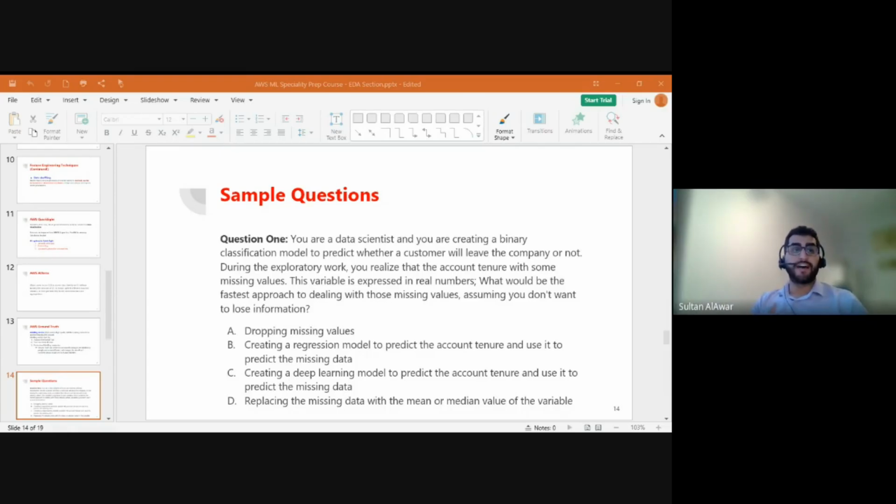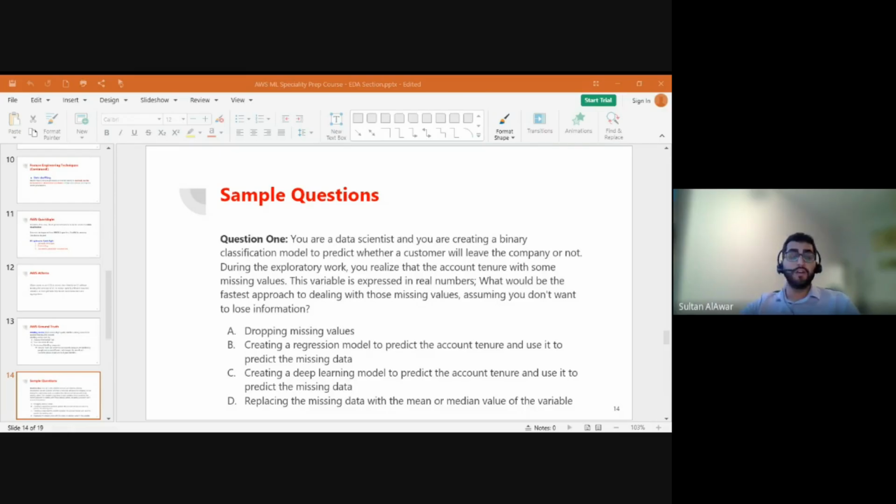They're asking us for the fastest approach. So they're telling us option A, to drop the missing values, which is least favorable and not recommended. Option B, create a regression model to predict the account tenure and use it to predict the missing data. It could be, but it's a more advanced solution. Option C, create a deep learning model to predict the account tenure and use it to predict the missing data. As we discussed earlier, deep learning models work better for categorical data, and it's a more advanced solution. And option D, replacing the missing data with the mean or median value of the variable.